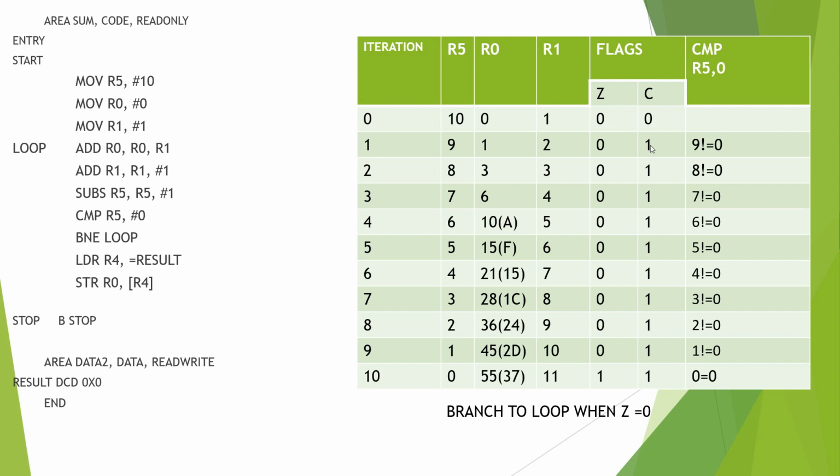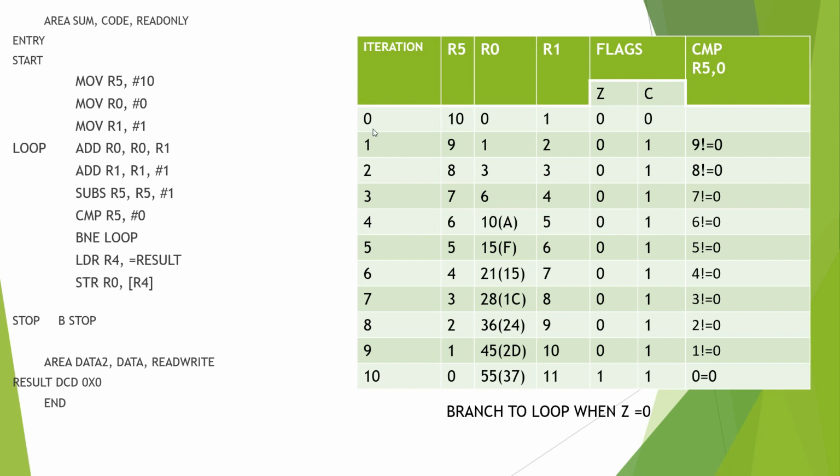Now the carry flag is set to 1. It compares whether R5 is equal to 0. Now the value of R5 is 9 and it is not equal to 0. So because we have a branch instruction, branch not equal, since the zero flag is not set, it goes back to the loop.